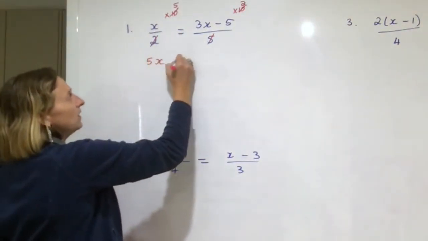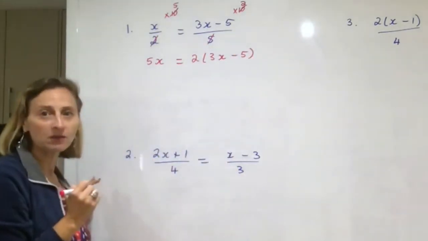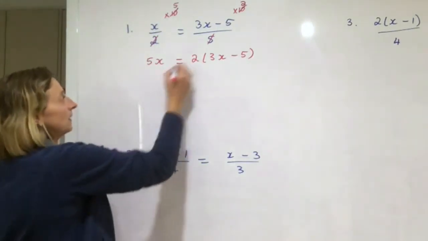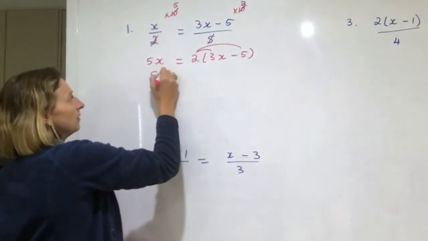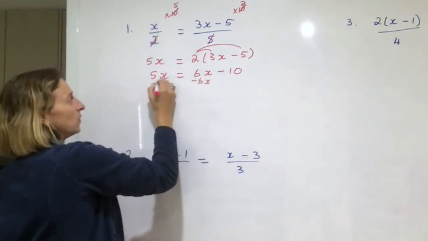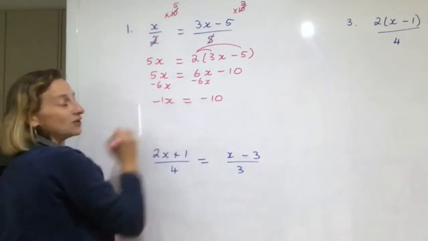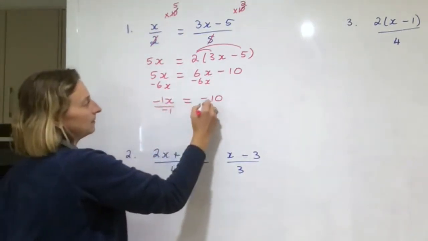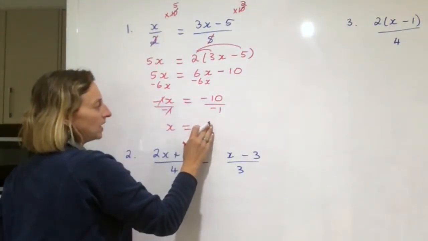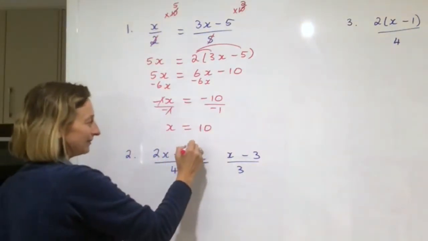5 times x is 5x, and 2 times everything on the top. We are not going to try to be clever and do everything in our head. We want to do it bit by bit. Now we expand the brackets. 5x equals 6x minus 10. Take away 6x from both sides, and I'm left with minus x equals minus 10. Don't forget there's a minus 1 out the front. And minus 10 divided by minus 1 is 10. Hope you got it.